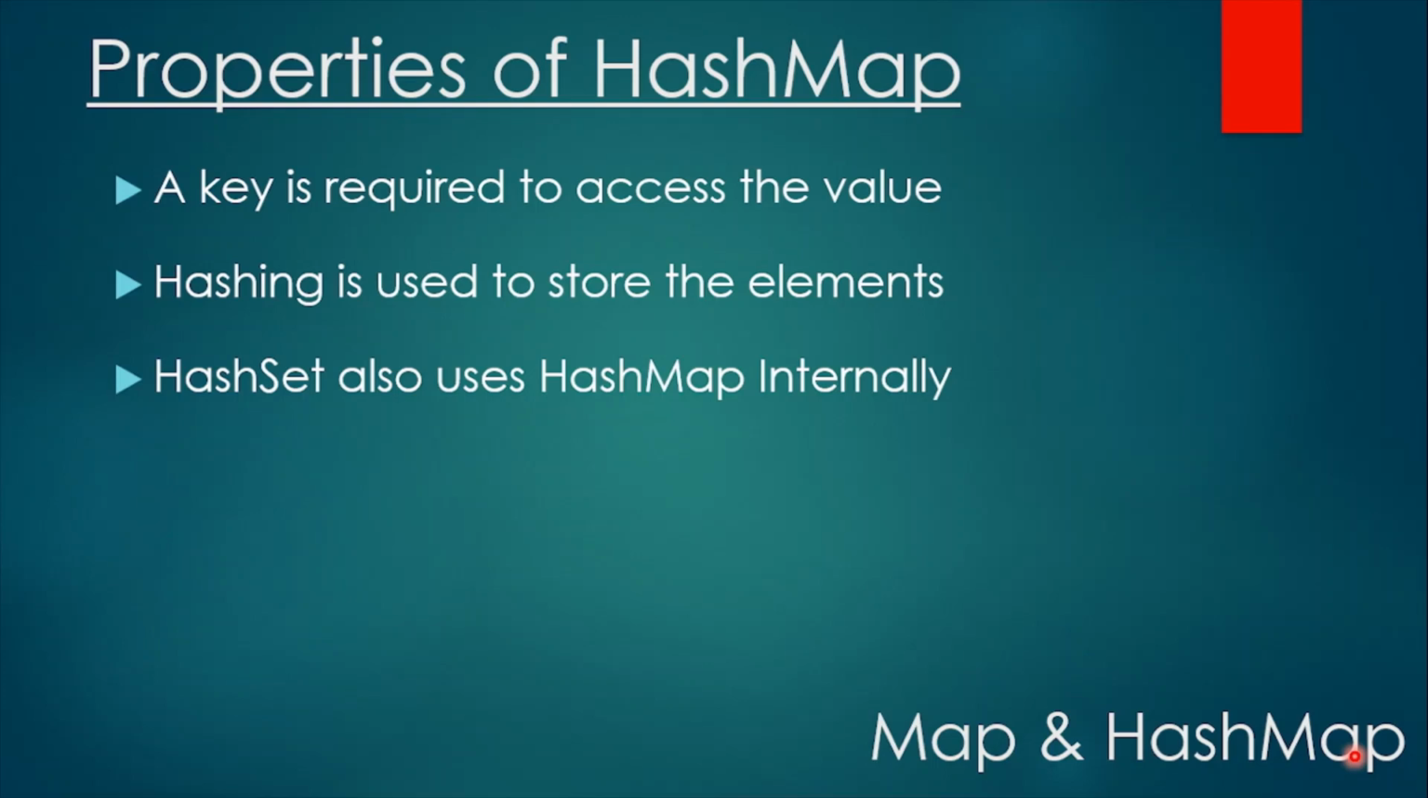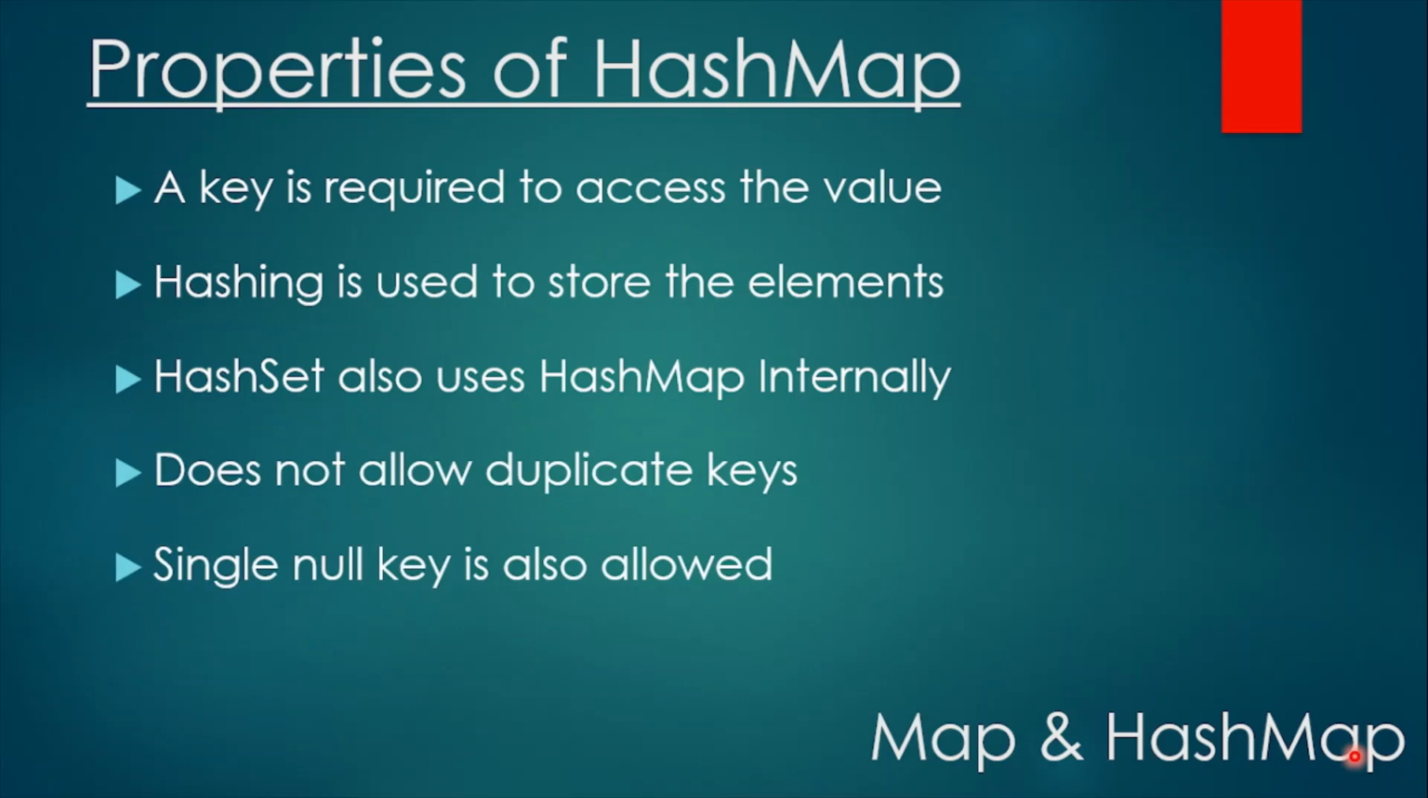HashSet also uses HashMap internally, which we have discussed in our video for HashSet, that HashSet itself in the backend is using HashMap to store the data. HashMap doesn't allow duplicate keys, but it allows duplicate values. A single null key is allowed in case of HashMap.